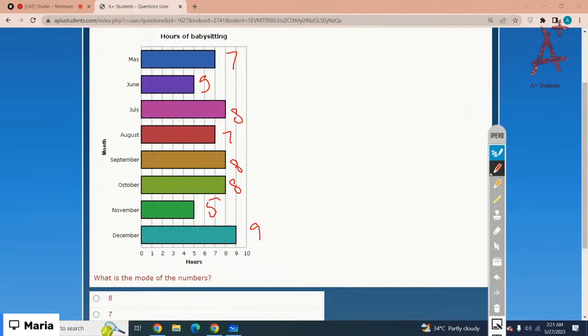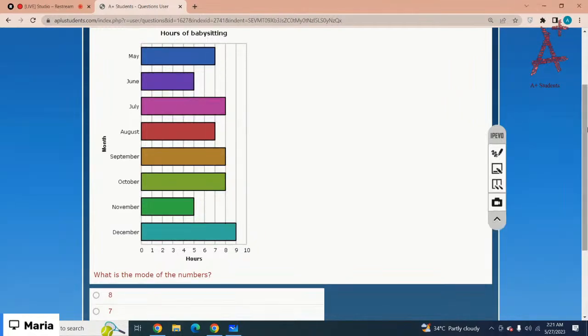Which is the correct option? It would be the mode of the data is 8. 8 is the number that appears most of the time in the given data. Very good. The correct option is 8.